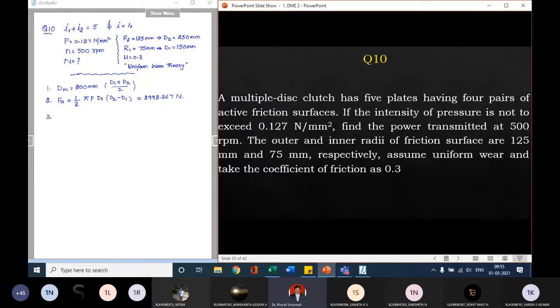Now point number 3, you have torque Mt. Mt is equal to half mu Fa Dm into i. Now i has been given clearly as 4, mu has been given, Fa is known, Dm is known. Try to solve it, all of you.